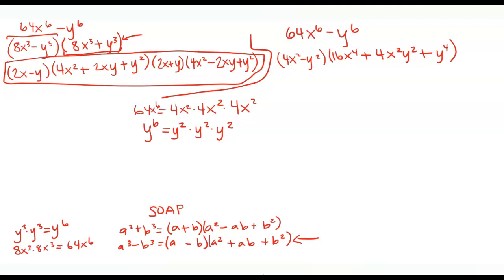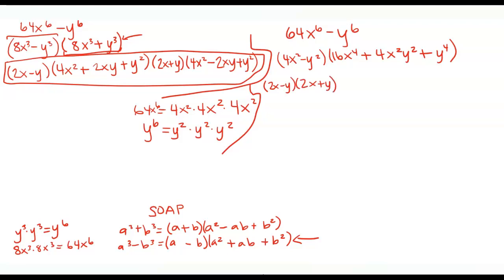Now looking at this, I can see 4x squared minus y squared. I can tell pretty quickly that that's going to be a difference of squares. So I can see that's going to factor to 2x minus y and 2x plus y.